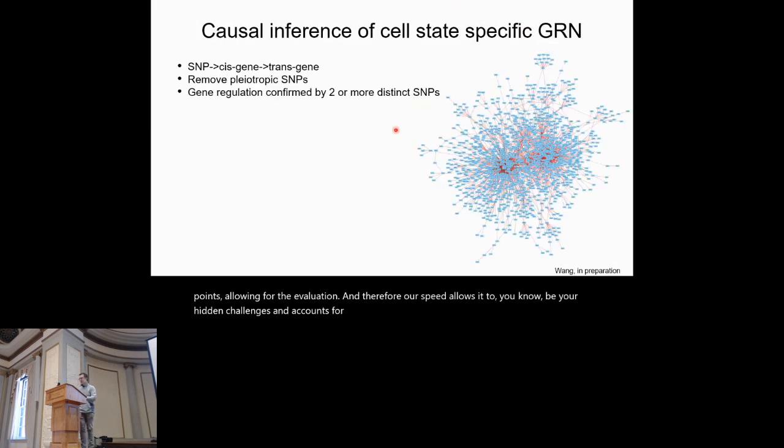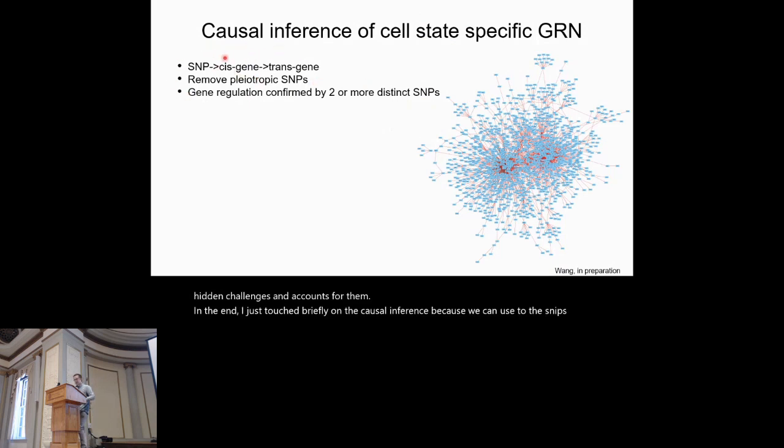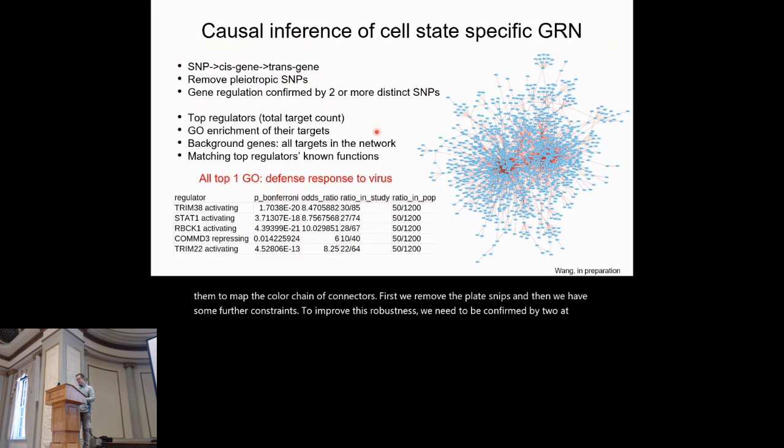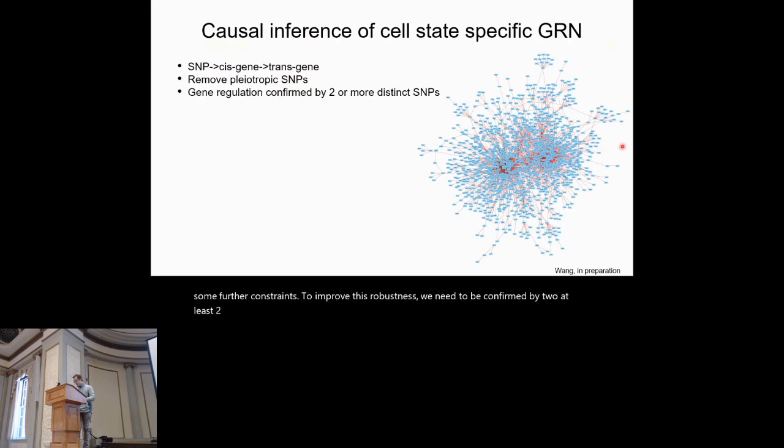In the end, I just touched briefly on the causal inference, because we can use the SNPs to find cis and trans genes and therefore illustrate their regulations, and we can then use them to map the causal gene regulation networks. First, we remove the pleiotropic SNPs, and then we have some further constraints to improve its robustness. We need it to be confirmed by at least two SNPs. And here you can see this is the network we generate.